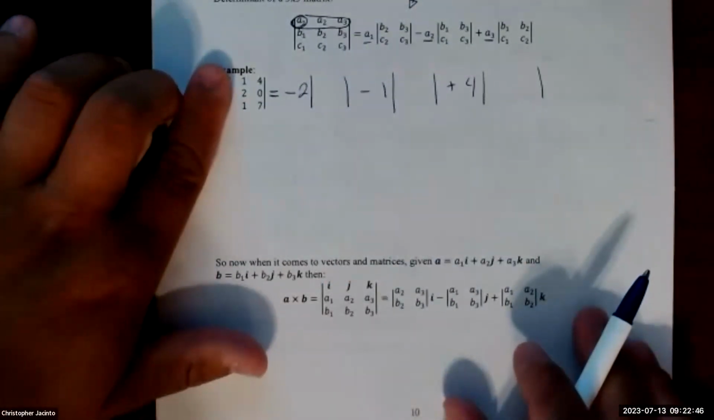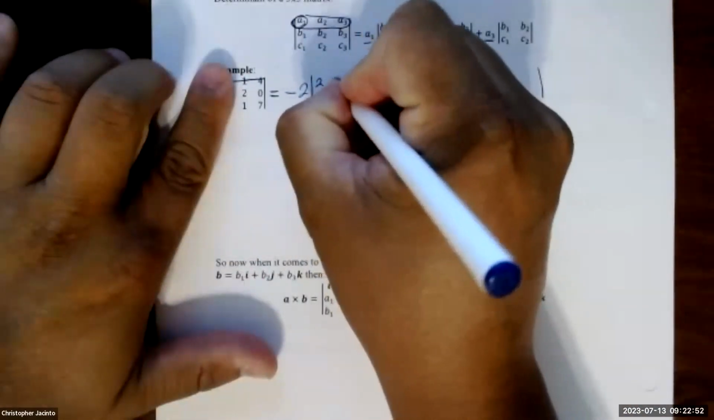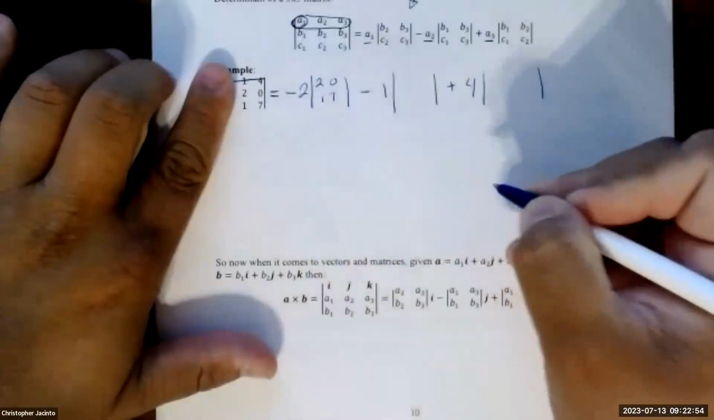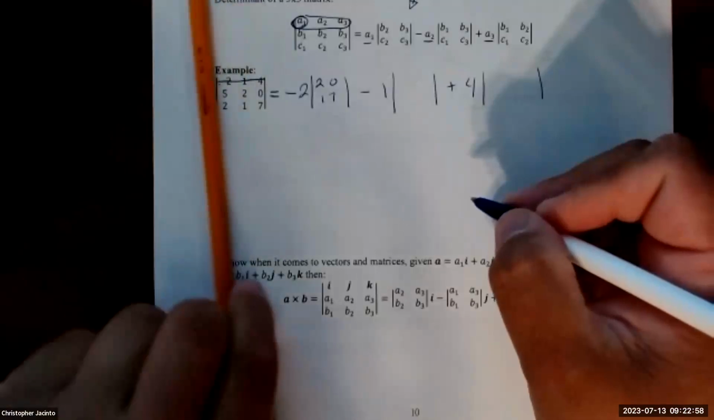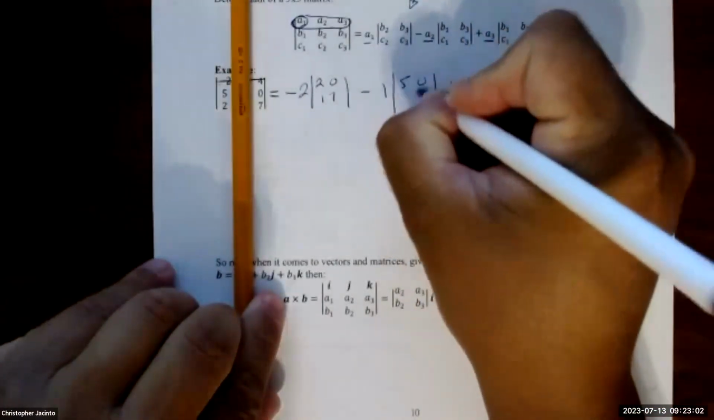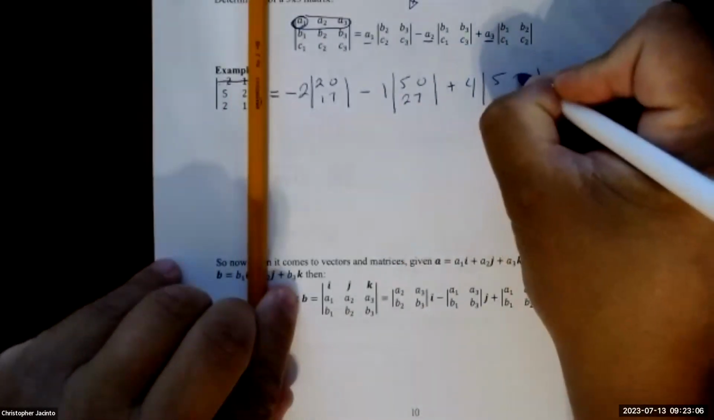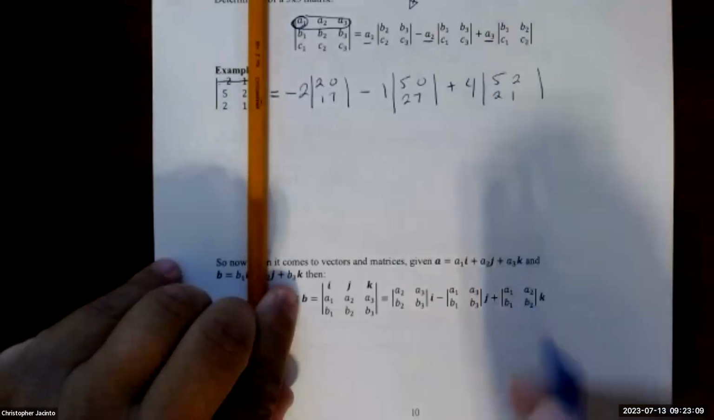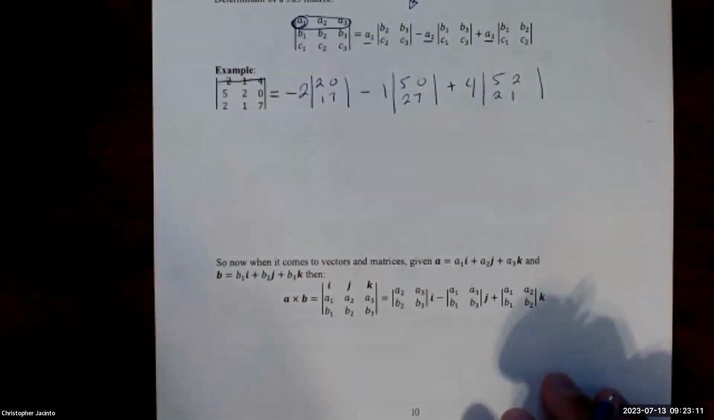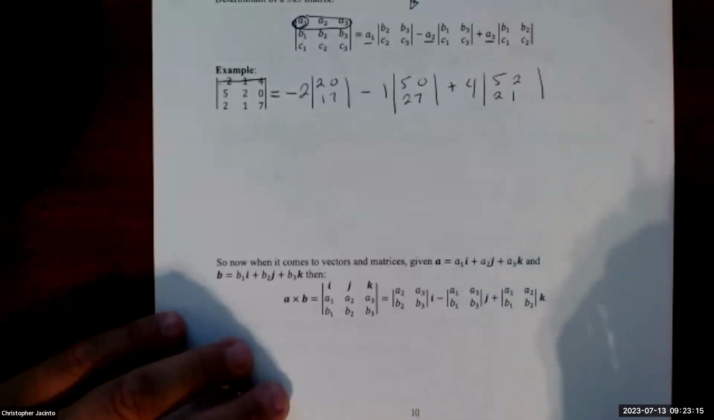And now if I cover the first row up, so this is all gone, I get 2, 0, 1, 7. Cover the middle up: 5, 0, 2, 7. And then finally the last one. And just please be careful, you have to put it in the order you see it from left to right. And now from here, we just do the 2x2 matrix.